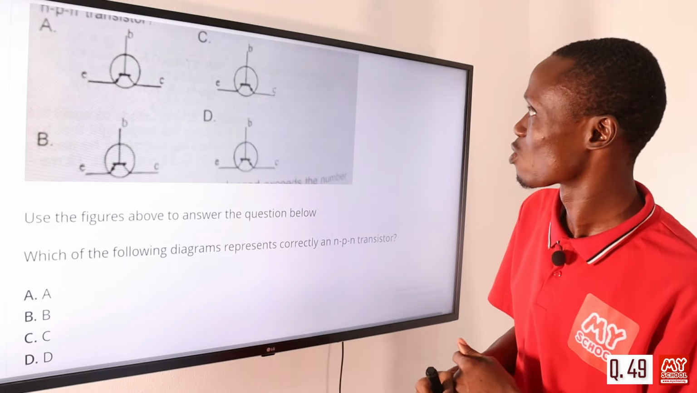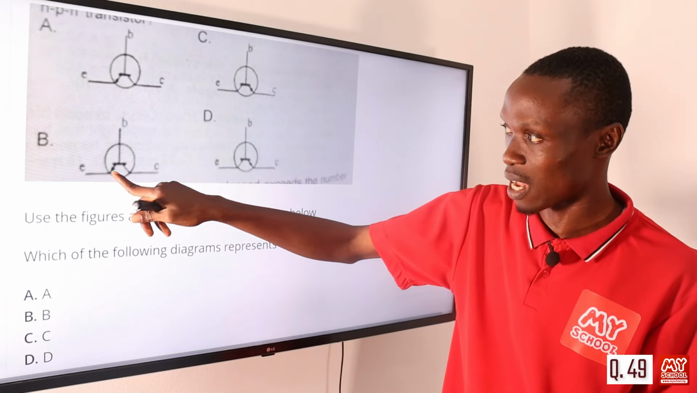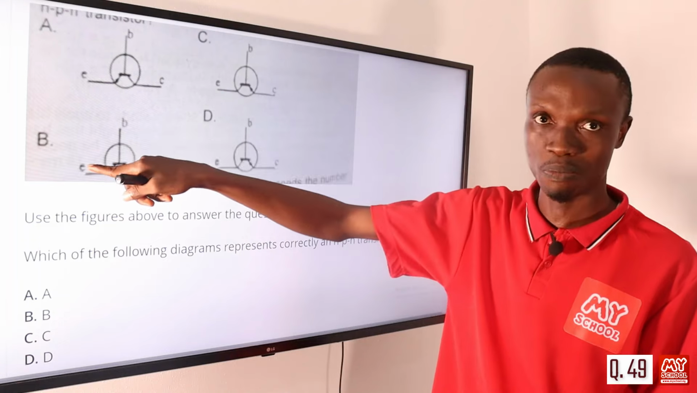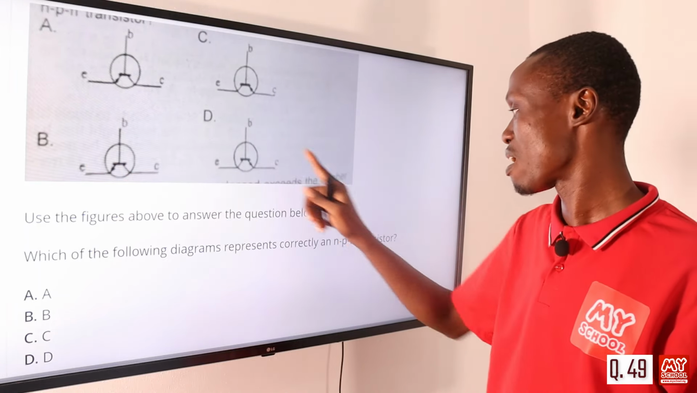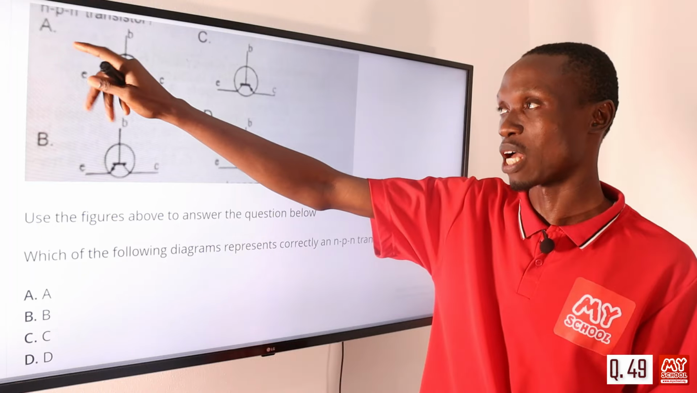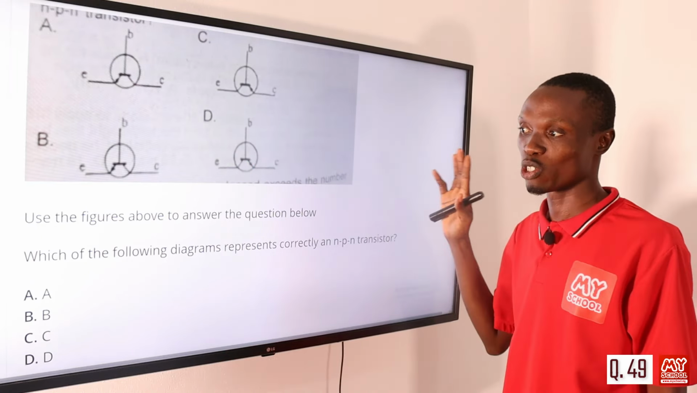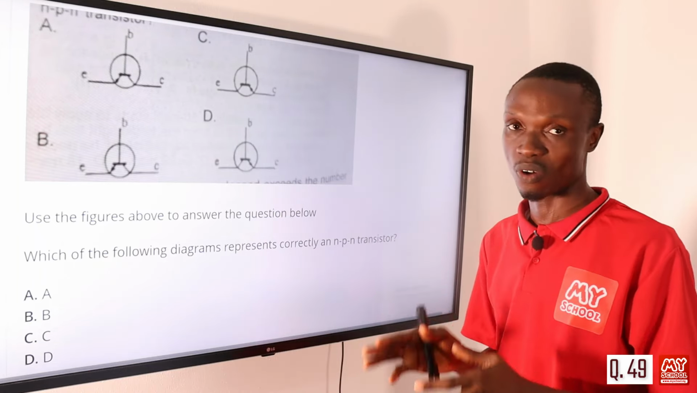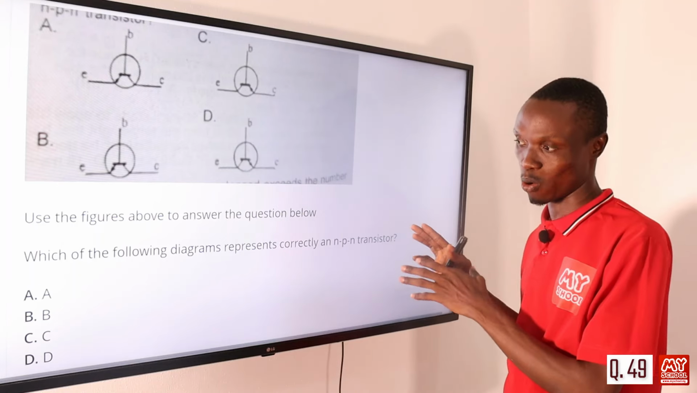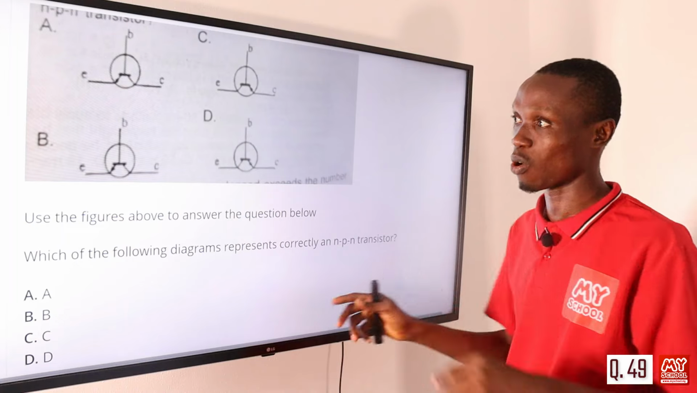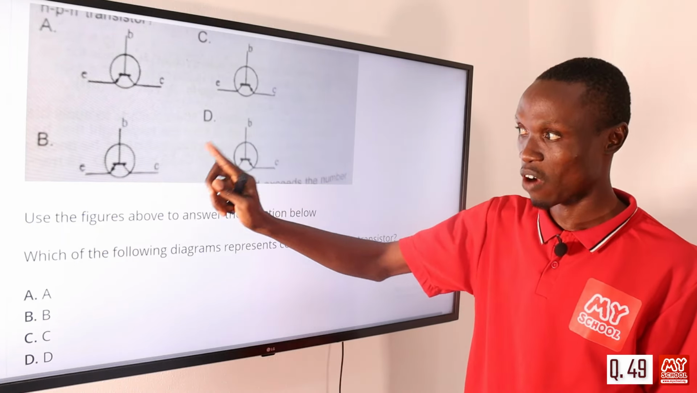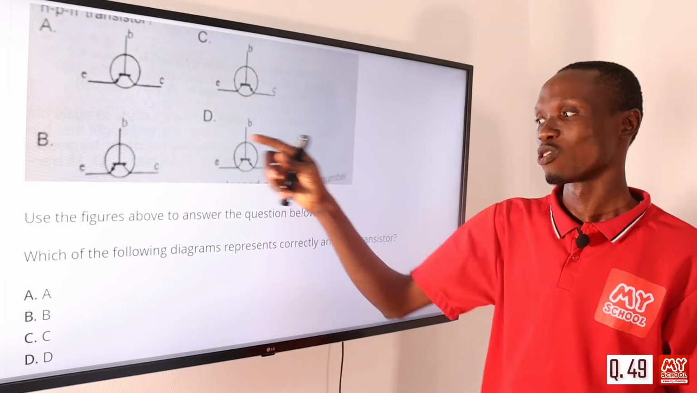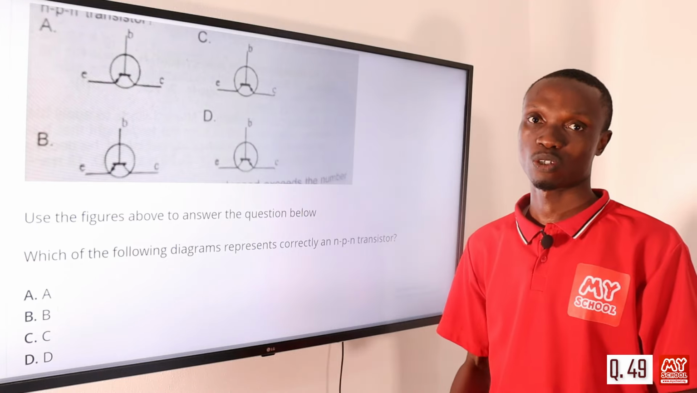So let's look for that. If we look for that, that makes option B the correct answer, because if you look at this very well, you'll see that the arrow is moving from the base towards the emitter. So this diagram represents the NPN transistor and diagram A represents the PNP transistor. For the sake of this question, because we are asked which diagram represents correctly an NPN transistor, the correct answer is option B. How do you identify it? The arrow is moving from the base towards the emitter. That makes option B the correct answer to this question.